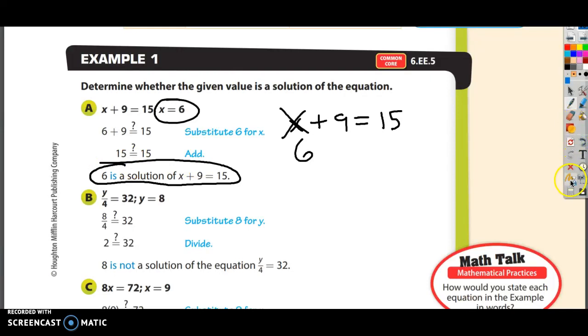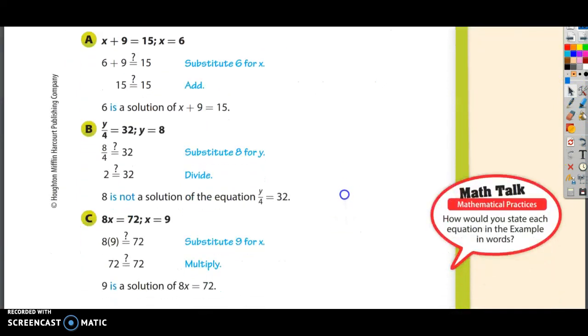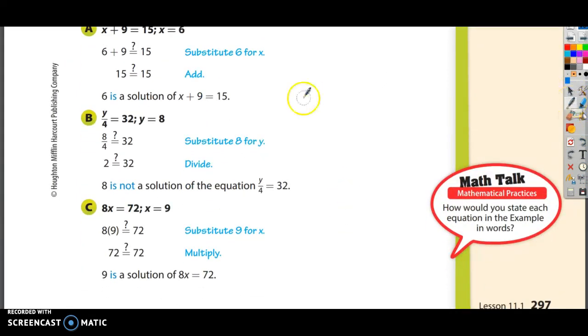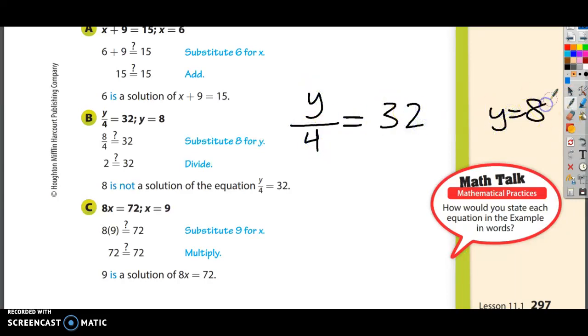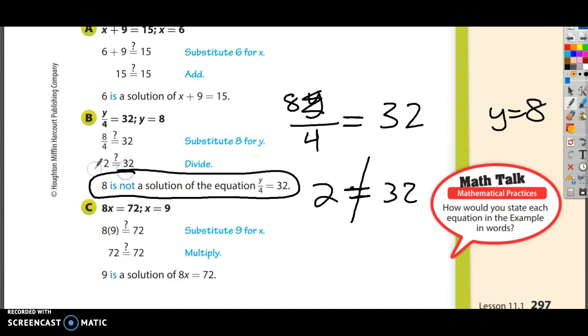Let's check out B. You're going to think B is true just for a second, and then you're going to recognize it's not. y over 4 is equal to 32, and then they tell us that y is equal to 8. So you think, yeah, 8, 4, 32, that makes sense. But if you actually critically think about it, if you take y out and put an 8 here, 8 over 4 means 8 divided by 4. 8 divided by 4 is 2, and 2 is not equal to 32. 8 is not a solution of the equation y over 4 equals 32.